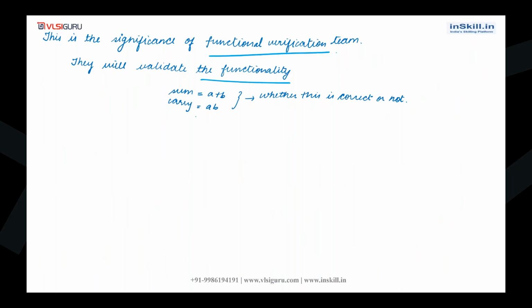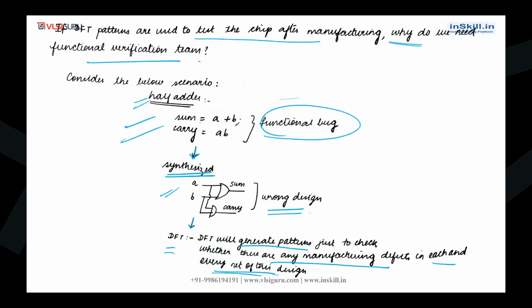They validate the functionality. Whatever is written here, whether it is correct or not, that is what will be validated by the functional verification team. Say, for example, I've considered a half adder design, sum is equal to A plus B, carry is equal to AB, but you have a functional bug. Actually, it should have been sum is equal to A XORed with B. But someone mistakenly wrote sum is equal to A plus B. Now, if you imagine that you don't have a functional verification team, the design directly gets synthesized. So this is a wrong design.